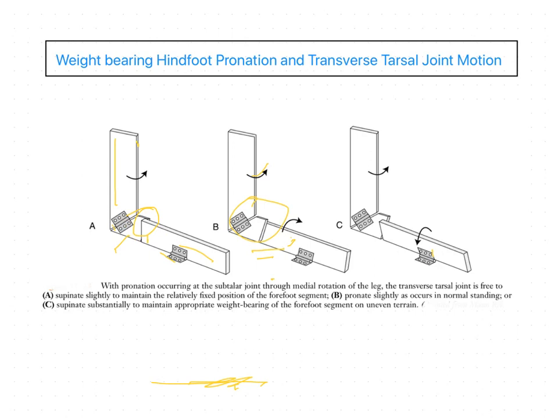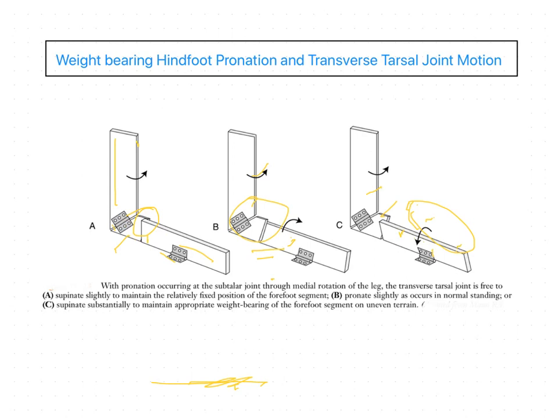So here this is the position of supination, that is the supination substantially to maintain appropriate weight bearing of the forefeet on uneven terrains. That means on uneven terrains, for example, if a rock is present, then to maintain support on this uneven terrain, the forefoot is going to supinate, whereas the leg and the subtalar cause some pronation there. So these are the things we can see in weight bearing hind foot pronation and transverse tarsal joints.